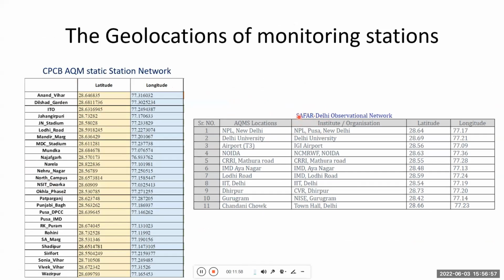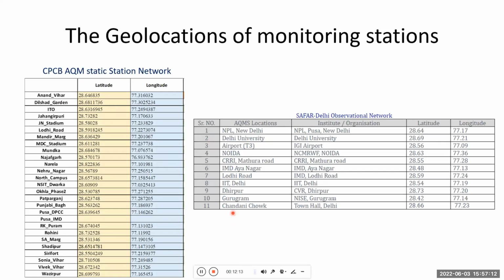There's an interesting story of this SAFAR observatory network during the Commonwealth Games. That was the first time India hosted the Commonwealth Games, a few years ago.